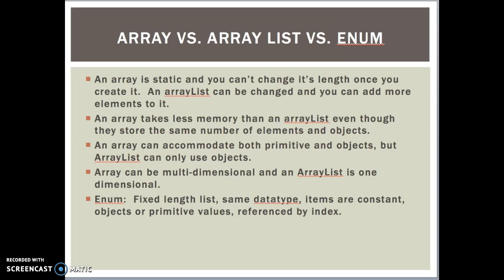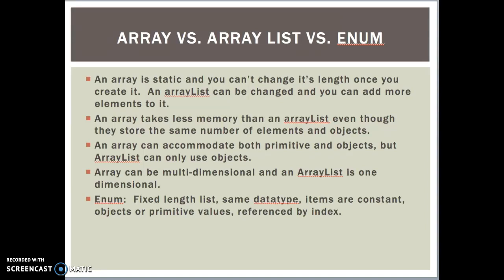It's not going to take up as much memory as something that you can be constantly going in and changing and creating. An array can accommodate both primitive and objects, but an array list can only use objects. An array can be multidimensional, and an array list is one-dimensional. An enum is a fixed length list. It's same data type, items are constant, objects or primitive values referenced by index.